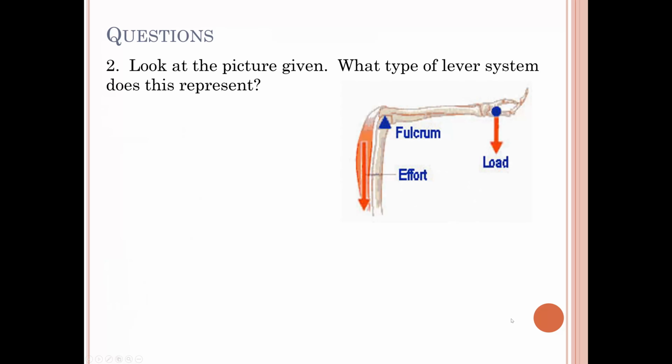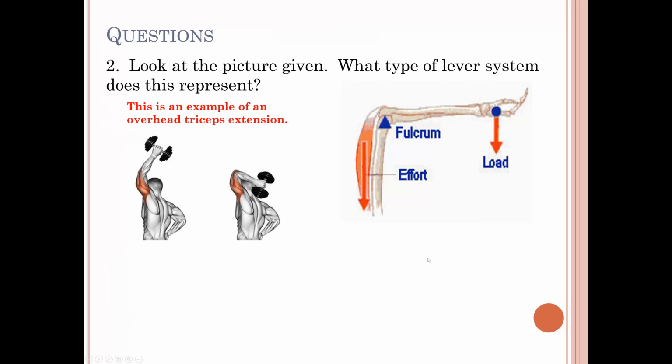So question number 2, look at the picture given. What type of lever system does this represent? So sorry for the bad image that I provided to you, but this is actually an example of a triceps extension, an overhead triceps extension. So you might have done these in the gym where you have some sort of a weight, you lower it behind your head, and then you re-straighten your arm. So when we're straightening the arm, that is the triceps extension.